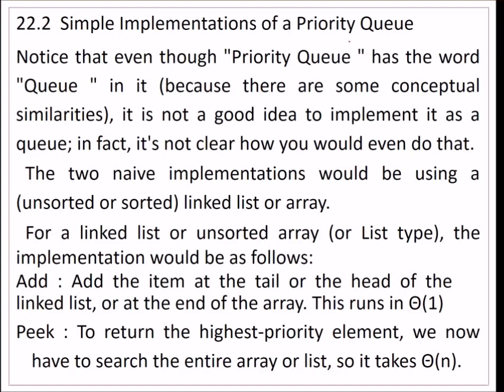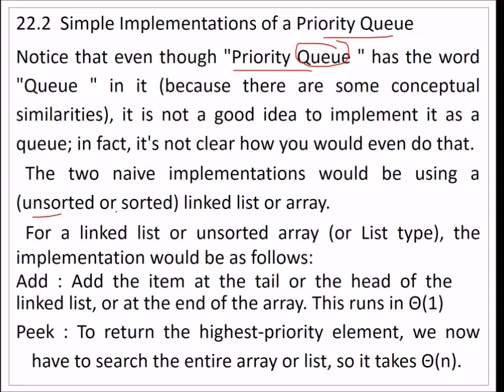Let us see some implementation of priority queue. Priority queue, as the name has queue in it, the general thought is that okay, let us implement it as the queues are implemented. The two implementations of these priority queues can be, say, linked list or array.